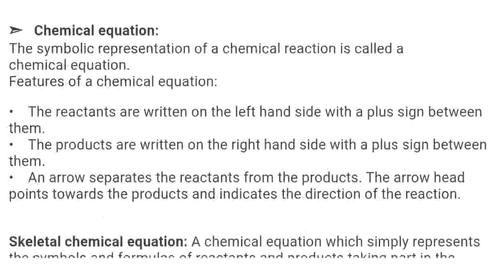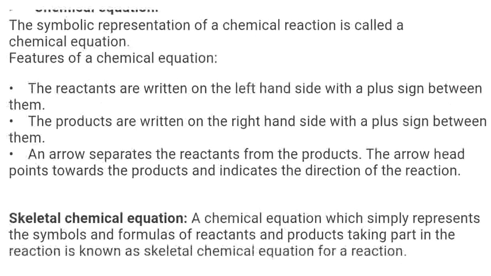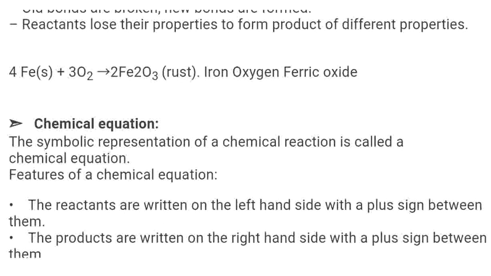Moving on, chemical equation. What is a chemical equation? A chemical equation is a symbolic representation of a chemical reaction. The representation of a chemical reaction in the form of symbols is called a chemical equation. Suppose this is iron, this is oxygen. Iron plus oxygen will produce rust. This is not a chemical equation, this is a word equation.